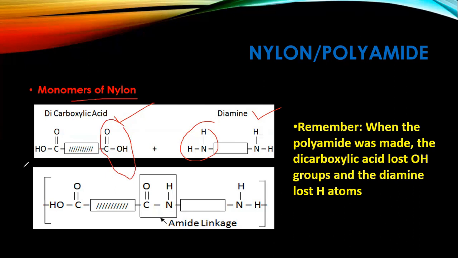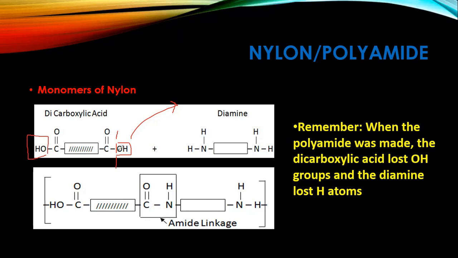Let's join these monomers. I'm going to join them now. Please remember, whenever these two monomers join, the carbon-oxygen bond breaks from here. The whole OH group is removed. OH is given out from both sides.